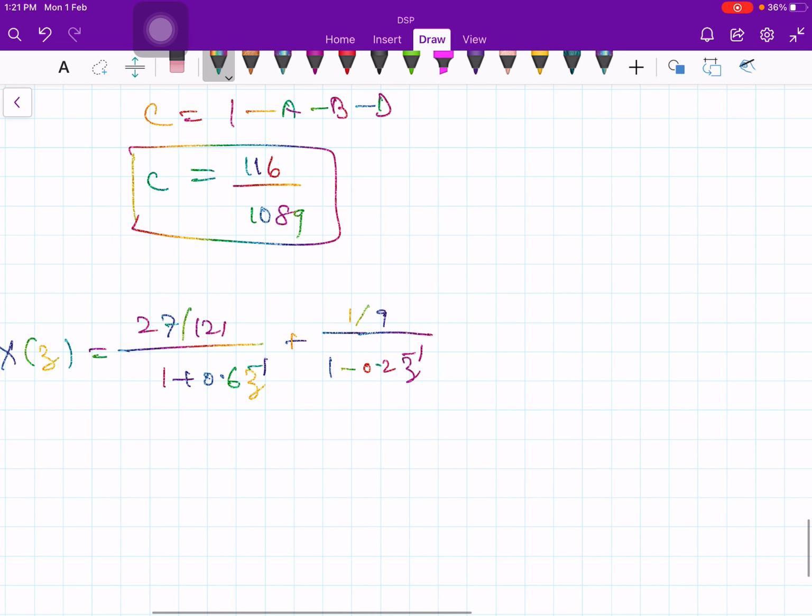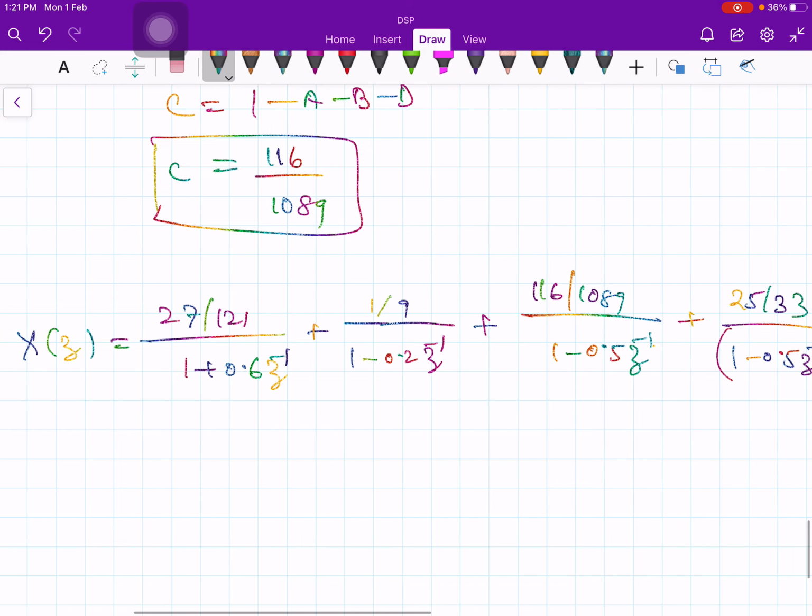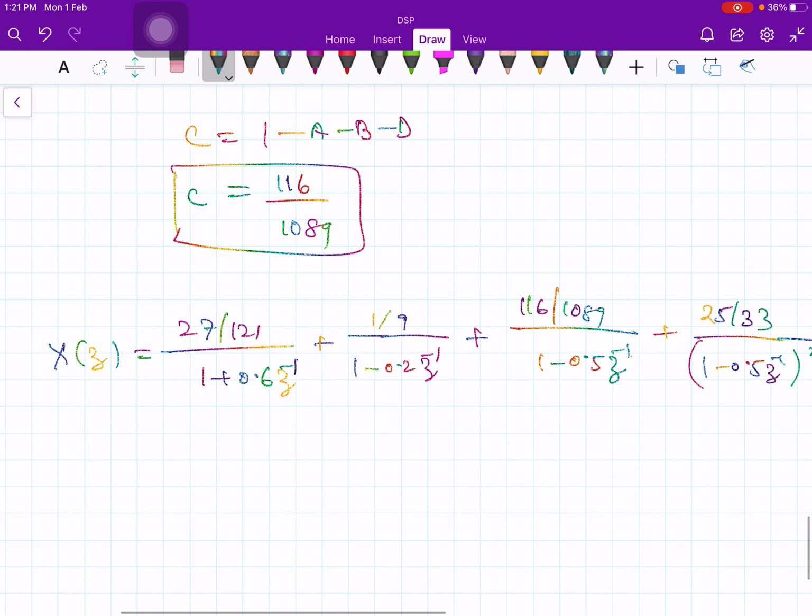Then 116 divided by 1089 divided by 1 minus 0.5 z inverse plus 25 by 33 divided by 1 minus 0.5 z inverse whole squared. Now as far as the first three terms are concerned, there will be no issues. Straight away you can write the inverse z transform for this.